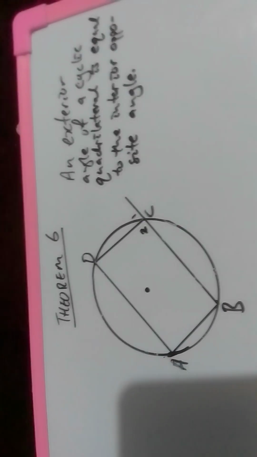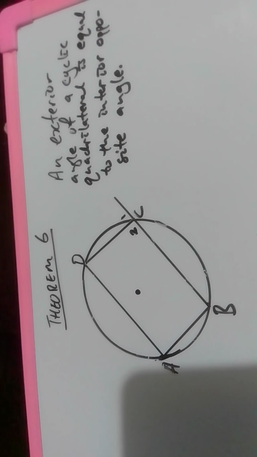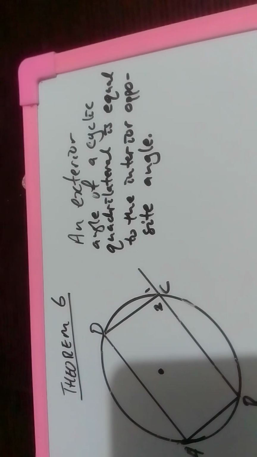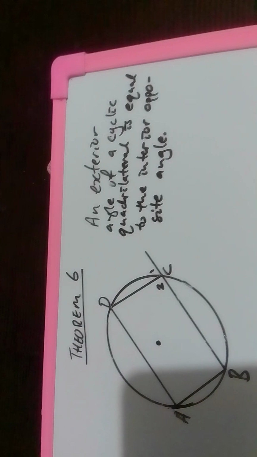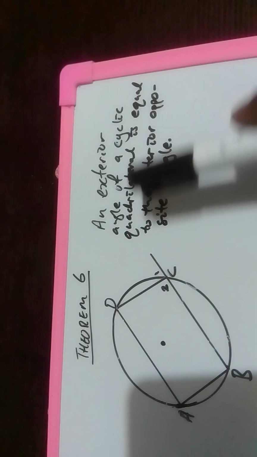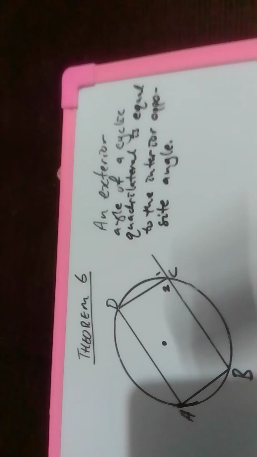All right, we are back and we are on Theorem 6. Theorem 6 is one of the shortest and sweetest theorems. Now, what does Theorem 6 say? It simply states that an exterior angle of a cyclic quadrilateral is equal to the interior opposite angle. What does it mean? Check.